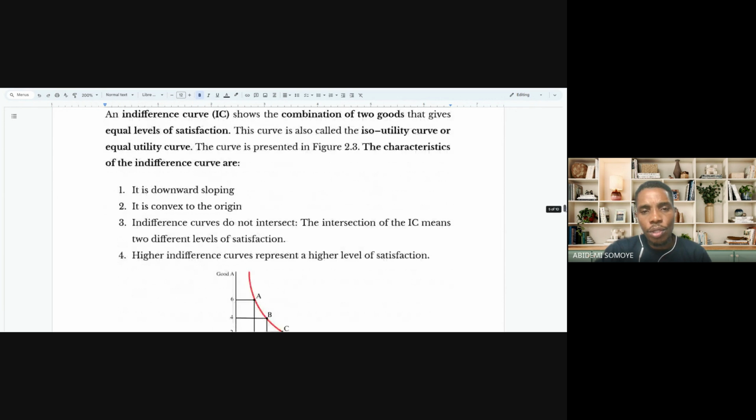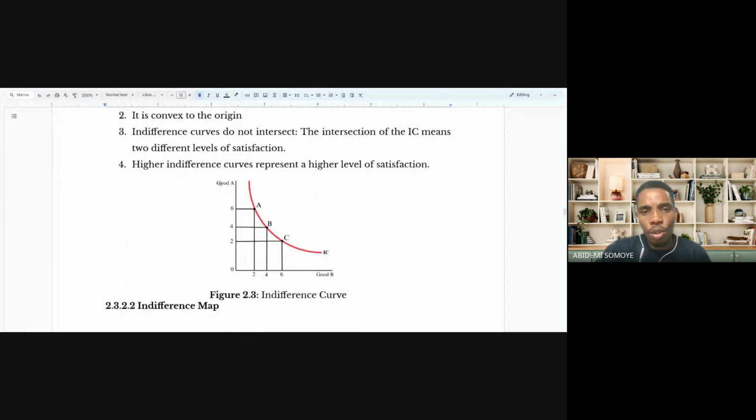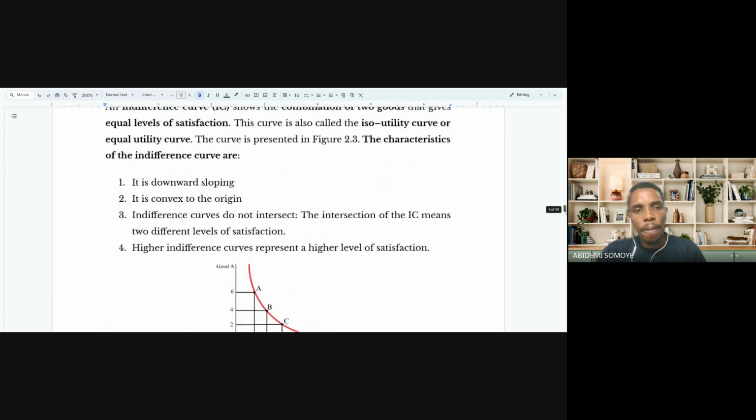Let's see, where's the graph? So I want to show you what that combination means, so you have good A and good B. It doesn't matter if you consume more of good A or good B, it will give you the same level of satisfaction. So whether I consume 6 of good A or 2 of good B, or 4 of good A and 4 of good B, or 2 of good A, 6 of good B, it will give you the same level of satisfaction. Okay? So this is an indifference curve.